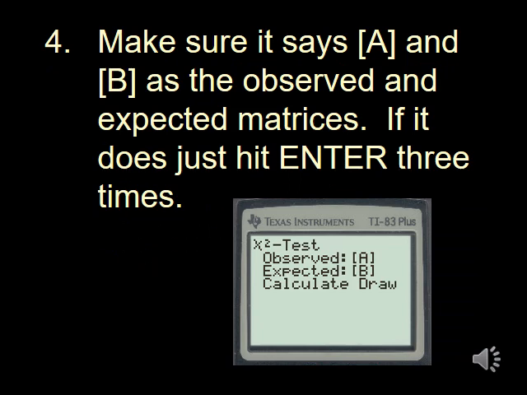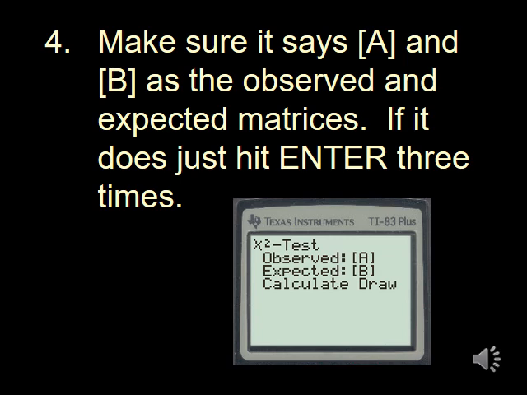Your calculator is going to say observed, expected. You want to make sure that it does say matrix A next to observed and matrix B next to expected. Chances are it will. I think in all the years I've taught this class, I've had exactly one student whose calculator, for some reason, did not have the defaults on it.